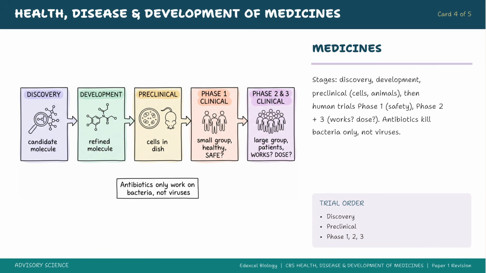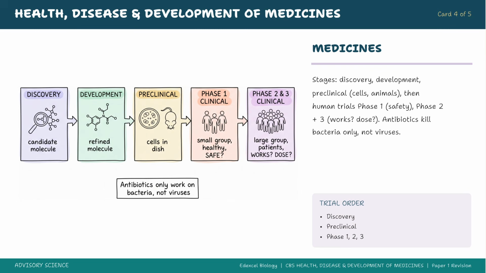Medicines and antibiotic resistance. Making a new medicine is a long process with 4 main stages. The first stage is discovery. Scientists find a chemical that might work. Second, development. They adjust and improve it. Third, preclinical testing. They try it out on cells in the lab and then on animals. Fourth, clinical trials. They give it to actual humans.